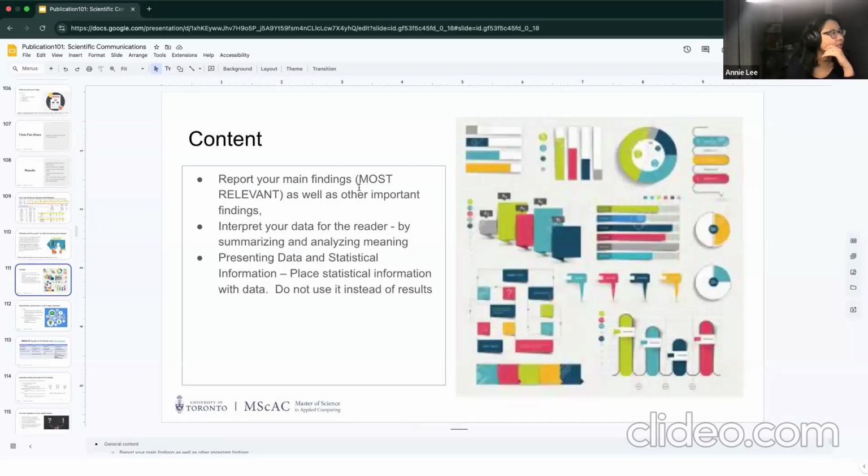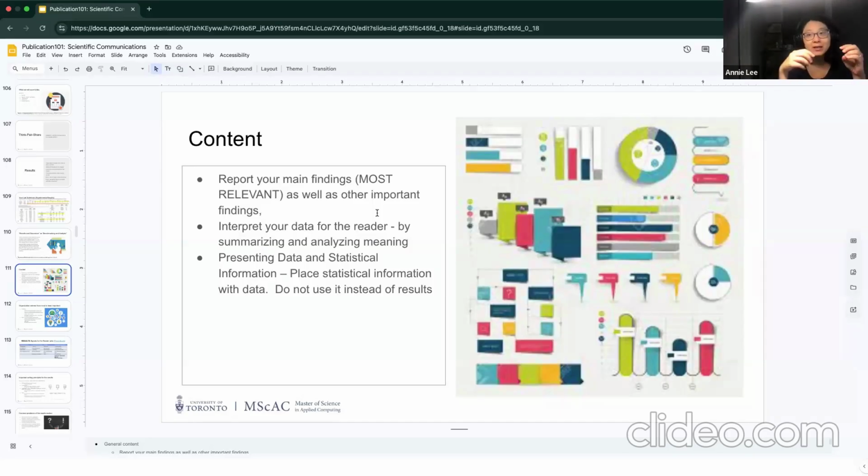Ideally, you want to present the most relevant results. You might have tons of results, and some of them are irrelevant, right? They have nothing to do with what your research question is, or some of them don't answer your research question. So you want to stick to the most relevant ones, and then you also want to stick to the most important, the most impactful ones.